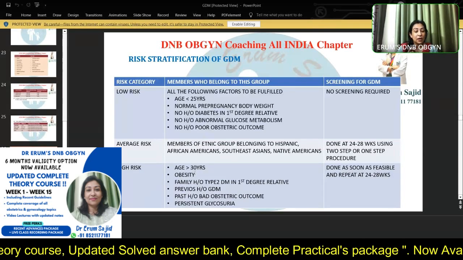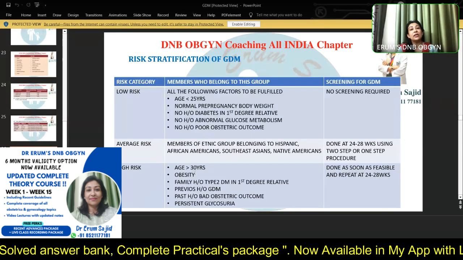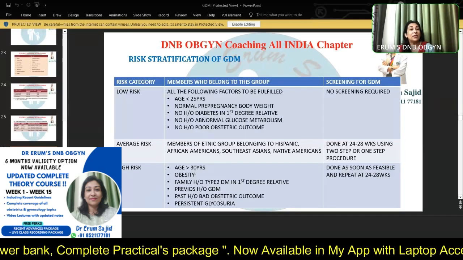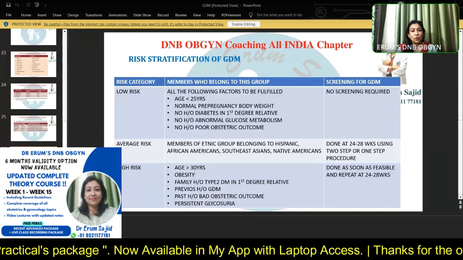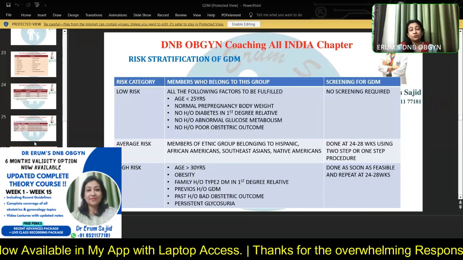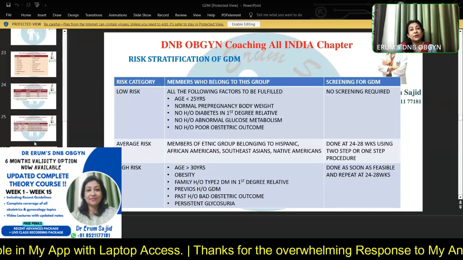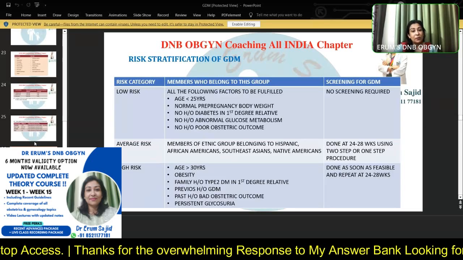Your Indian guidelines, especially that of MOHFW, are different. Obviously, the National Diabetes Data Group guidelines are different. So you have a lot of guidelines, and I don't want to confuse you. So for you, our entire viva and our entire management will be based upon the Indian guidelines.